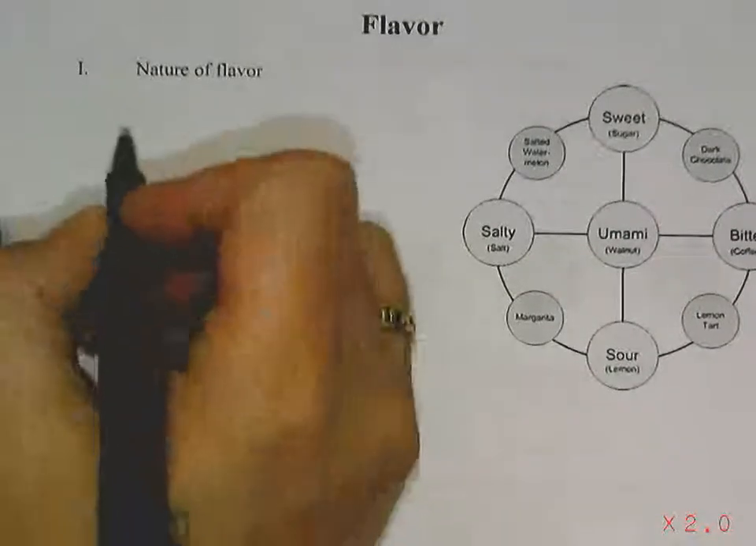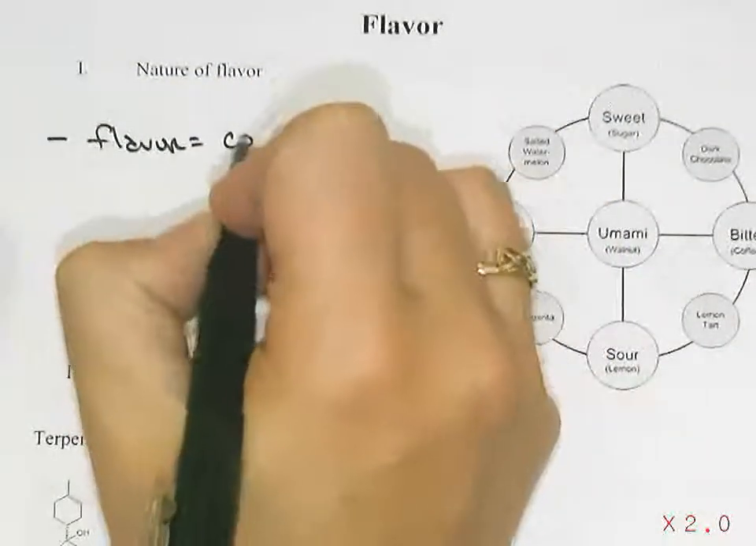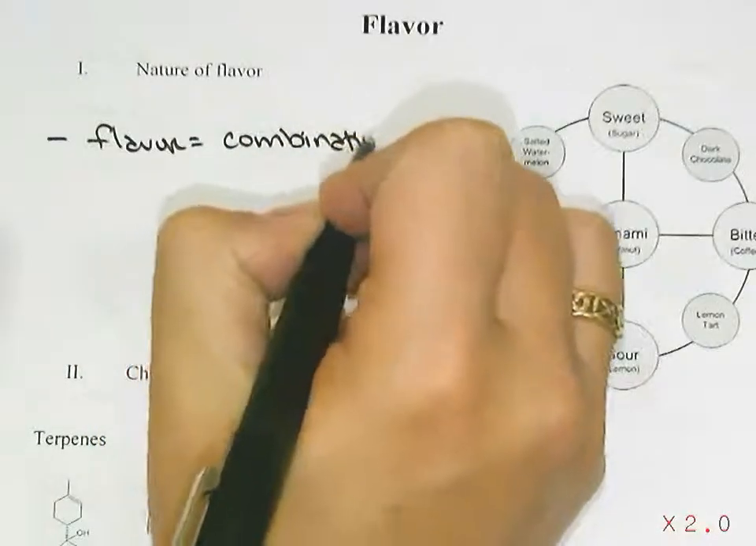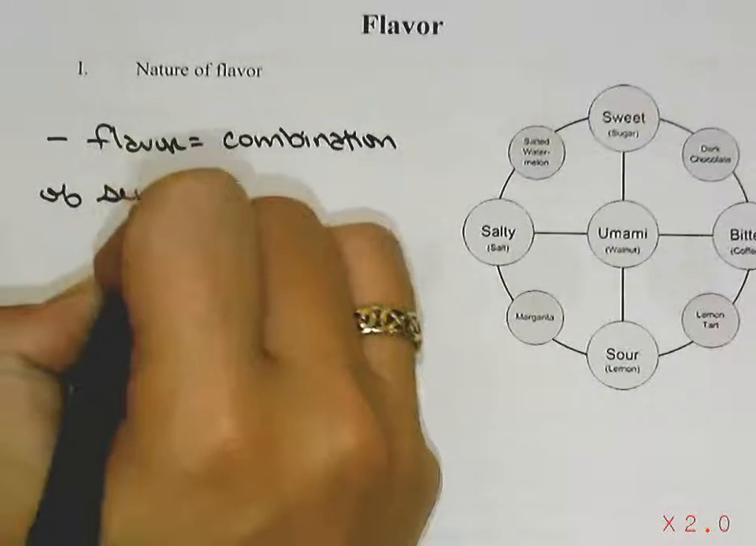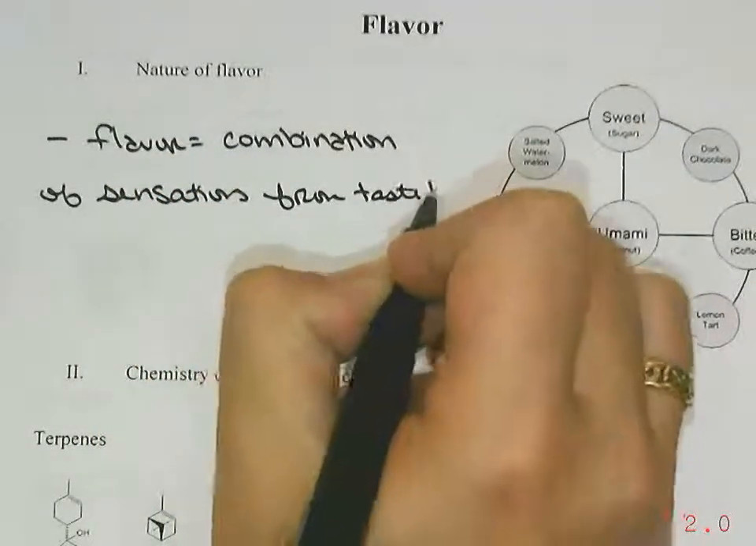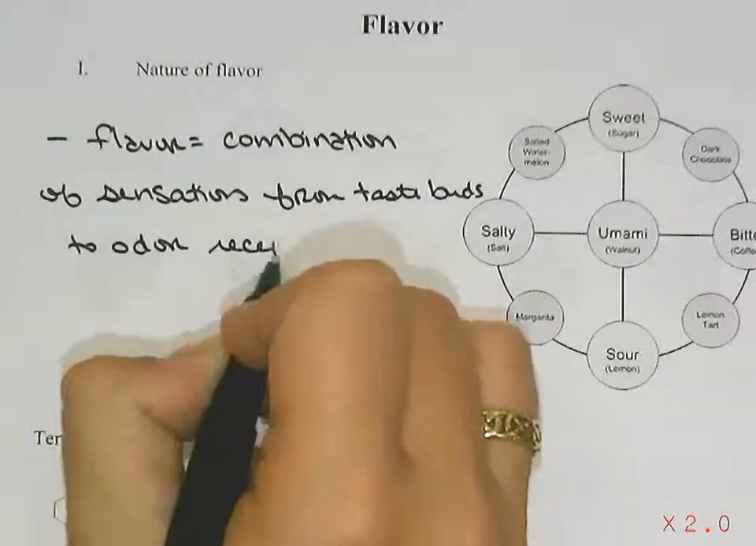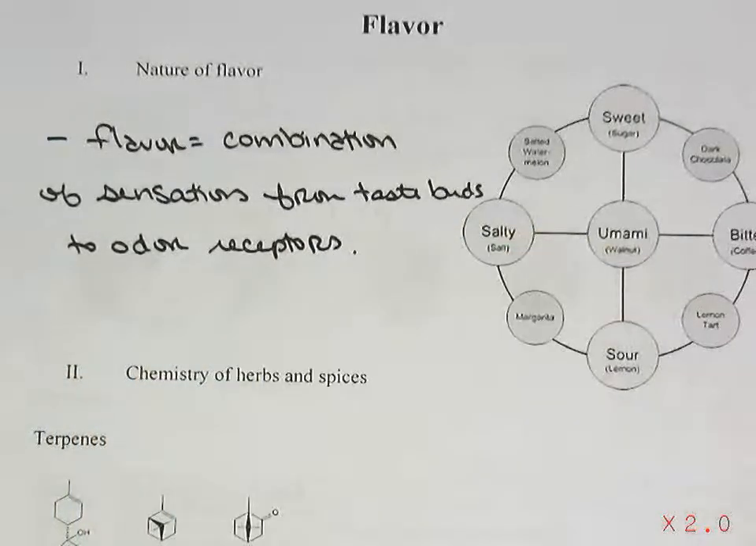So the nature of flavor is really a combination of sensations, from taste buds to odor receptors. A combination of how you smell the food and taste the food works together, which is why when you have a cold, you can't tell exactly what you're eating.